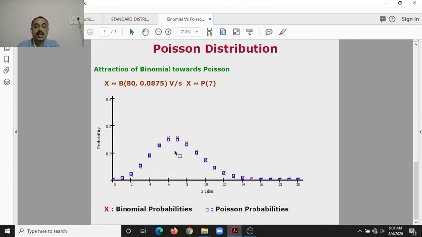This is the indication that the probabilities can be approximated using the Poisson distribution when n is large and p is small, such that np equals lambda.